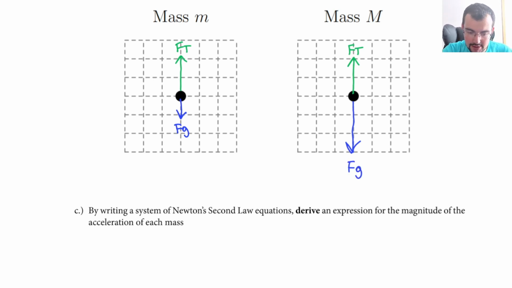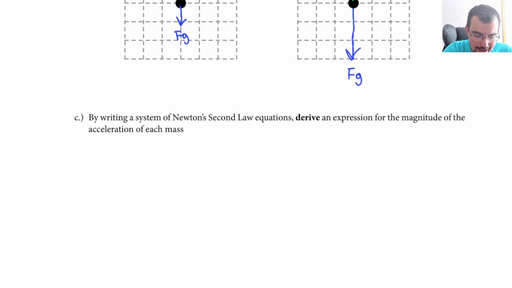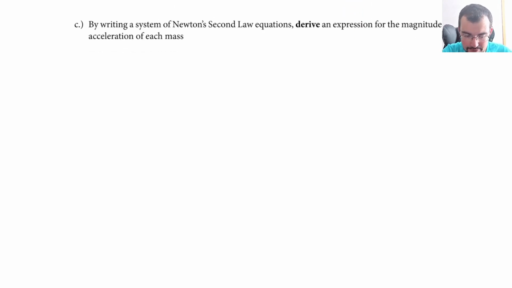Okay, you don't have to think that you should know the exact numbers going in. Like, we can do it on the fly. All right, by writing a system of Newton's second law equations, derive an expression for the acceleration of each mass. So this says use Newton's second law. So we're going to say that acceleration is clockwise.